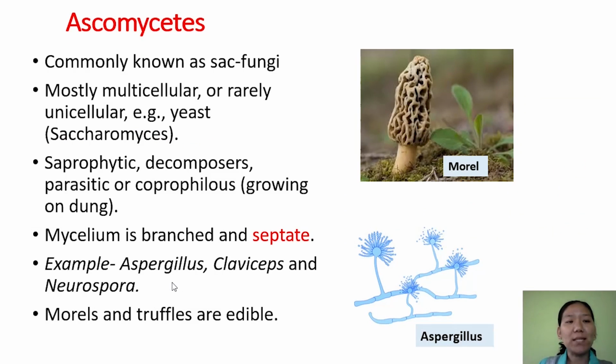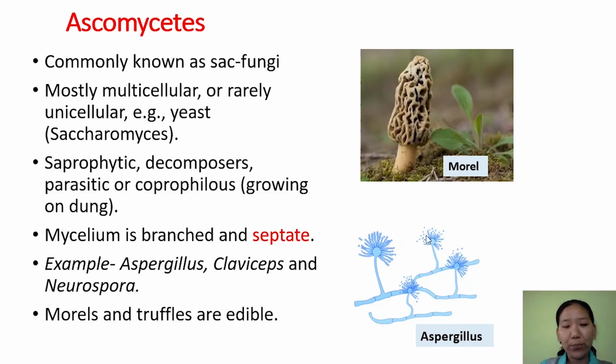Next is ascomycetes. Ascomycetes are commonly called sac fungi. They are multicellular, but there is an exception, that is yeast, which is unicellular. The mode of nutrition is heterotrophic, that is they are saprophytes, decomposers, parasites, or coprophilous. Coprophilous are the ones which grow on dung. Mycelium in that case is branched and septate. Here in this picture you can find it is septate and also branched. Some examples are Aspergillus, Claviceps, Neurospora and Morel. Morel is an edible mushroom here.